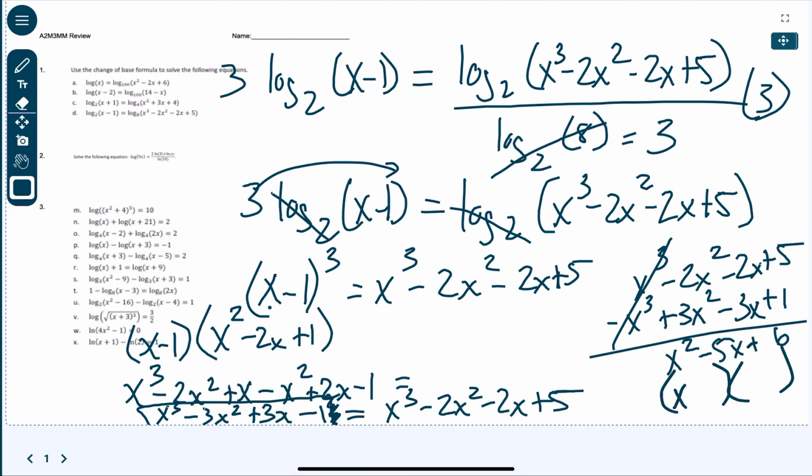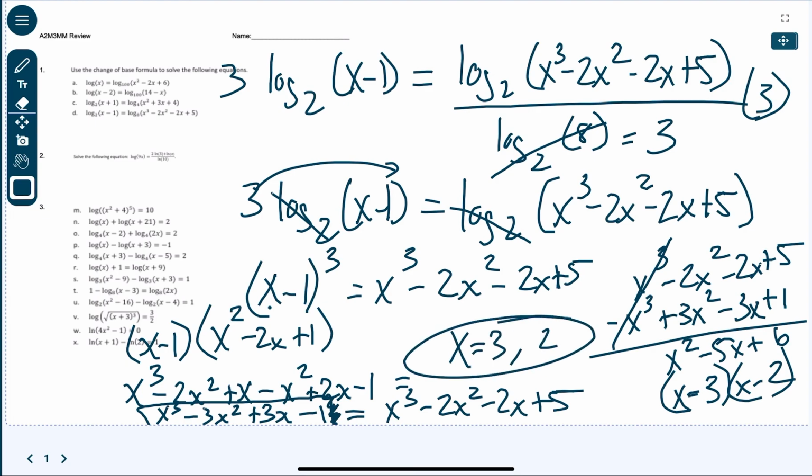Now let's factor those. X and X, both are going to be negative. That's going to be 3 and 2. And I bet both of those probably work. Yeah, because everything's positive, so both 3 and 2. So x is equal to 3 and 2, and both of those work because we're not going to have a negative inside the log.